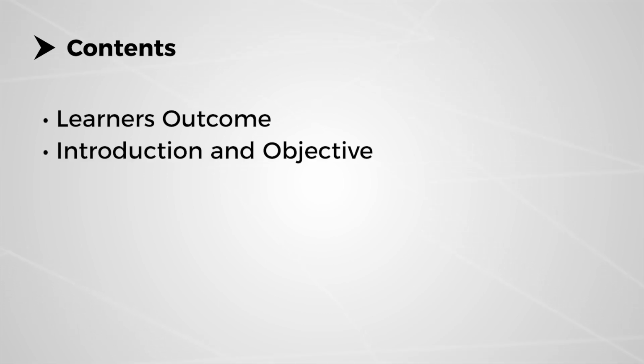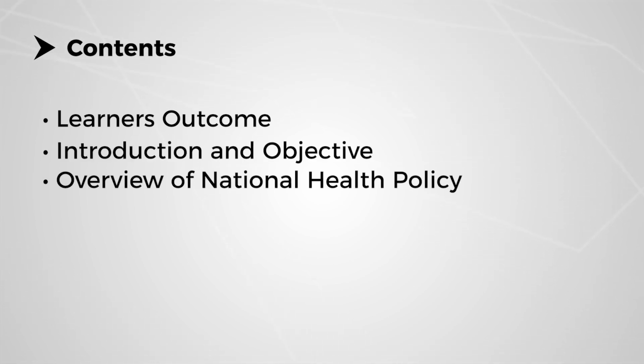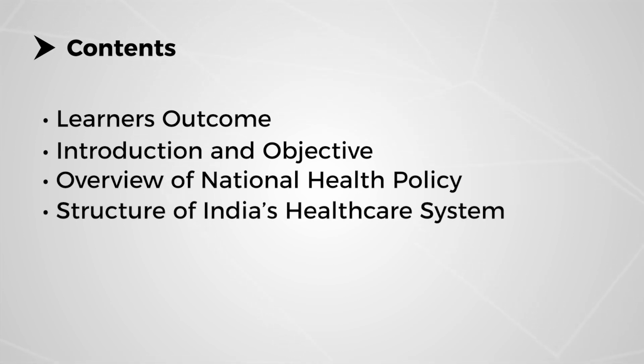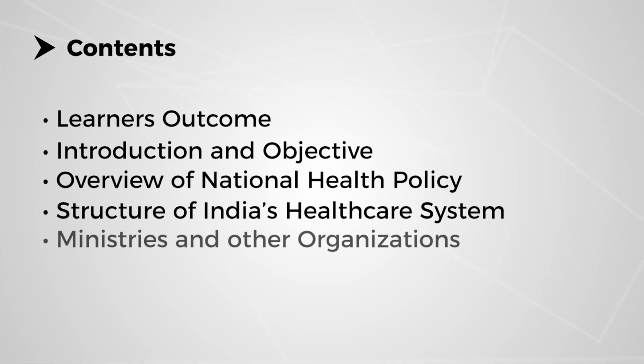The learners will know the introduction and objectives, overview of the National Health Policy, structure of India's healthcare systems, village level healthcare infrastructure, block level healthcare infrastructure, district and state level healthcare institutions, then national level apex healthcare institutions, public private partnership in healthcare, and also learners will know about ministries and other institutions and the role of the Ministry of Health and Family Welfare, then the role of the Ministry of Ayush and Traditional Medicine, the role of the Ministry of Women and Child Development, the role of the Ministry of Chemicals and Fertilizers, and the role of Health and Wellness Centers.